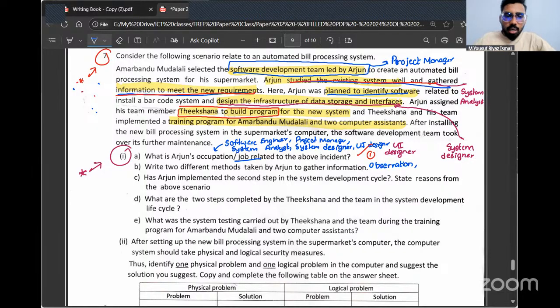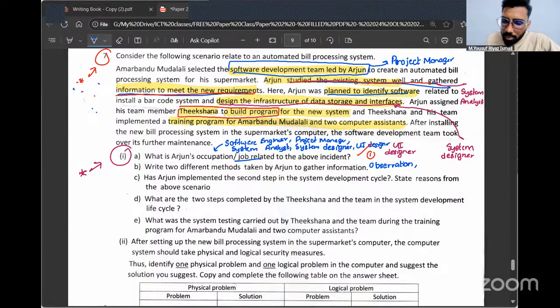Apart from observation, another thing we can say is that Amarabandu Mudulali is calling Arjun, right? So he could talk with Arjun and there could be interviewing as well. But apart from that, they have mentioned he gathered information. They haven't mentioned that he gathered a document. If they mention he has gathered a document, then you can mention sample document collection as well. But directly, there are no other answers you can find. In your answer, mention observation, one of the best answers you could give.